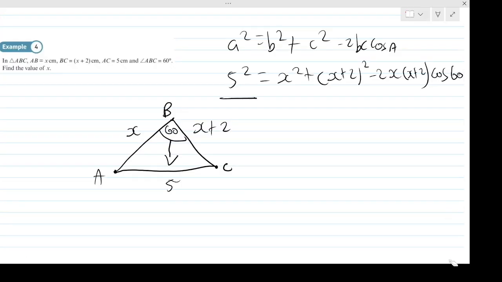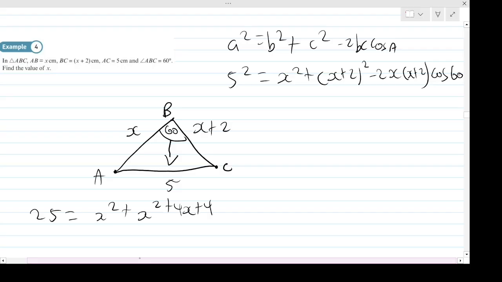So then I can start to simplify some stuff. 5 squared is 25. Now x plus 2 all squared, I need to expand that out. If I expand that, I get x squared, 2x or 2x is 4x, then 2 squared is 4. And then I need to deal with this bit. Firstly, cosine of 60 is a half, so it's going to be minus 2 times a half times x of x plus 2.